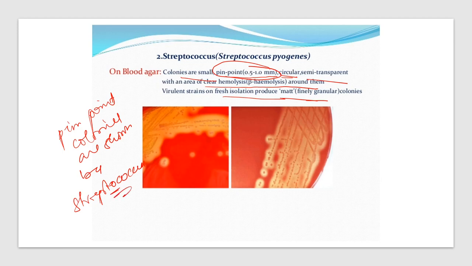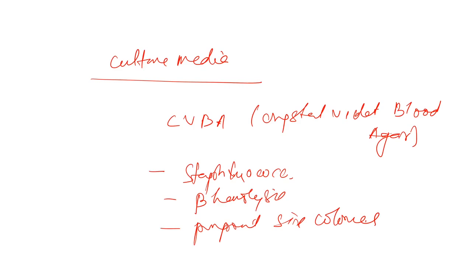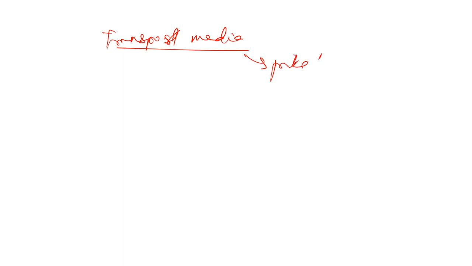Now next, what we will be studying? Culture media mein ye bol diya humne. Now what is the transport media for Streptococcus pyogenes? The transport media is Pike's media. So this you have to remember the name, that is Pike's media. Streptococcus pyogenes mein Pike's media hota hai.